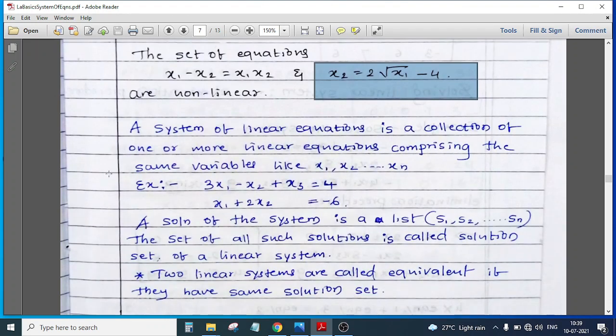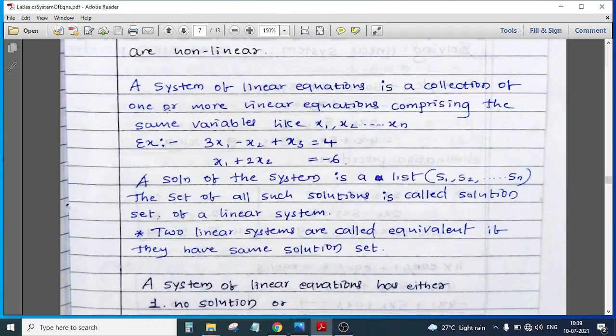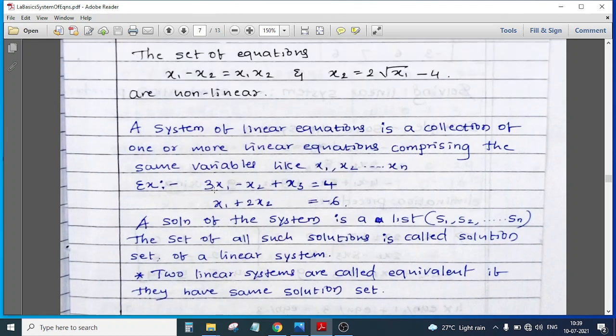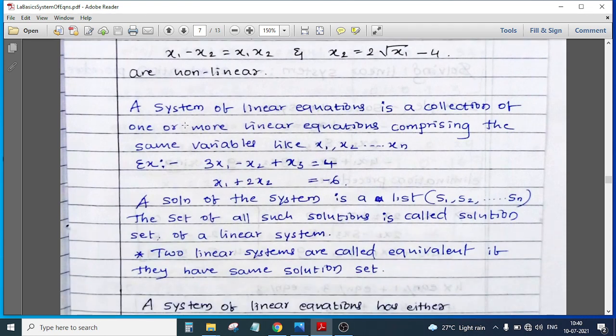Now let us go ahead with the next topic. A system of linear equations is a collection of one or more linear equations comprising the same variables, like x1, x2 and xn. Till now we understood what a linear equation is. Now, what could happen if I have more than one linear equation? When we have more than one linear equation, we call it a system of linear equations. Right now you can see here there are 2 linear equations, right? So when we have 2 linear equations, we call it a system of linear equations.